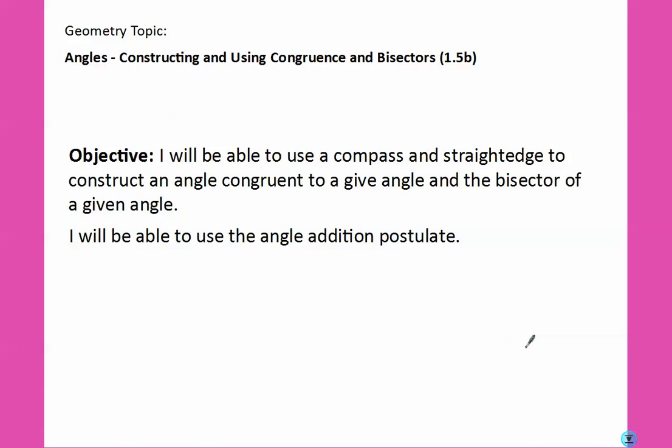All right, today we're going to be talking about angles. We're going to be constructing and using congruents and bisectors. Our objectives for today are that we will be able to use a compass and straight edge to construct an angle congruent to a given angle and a bisector of a given angle. And we will be able to use the angle addition postulate, which is where we're going to start today's lesson.